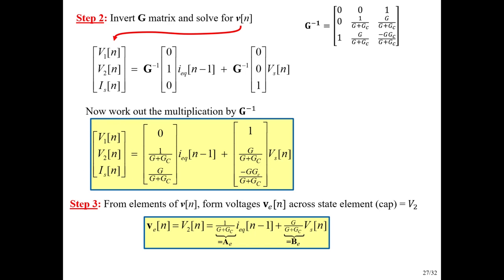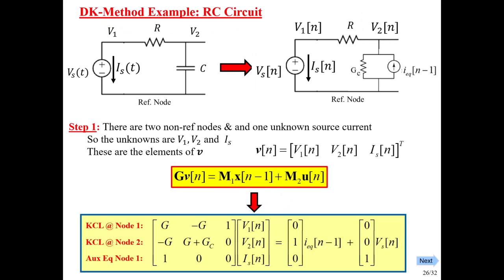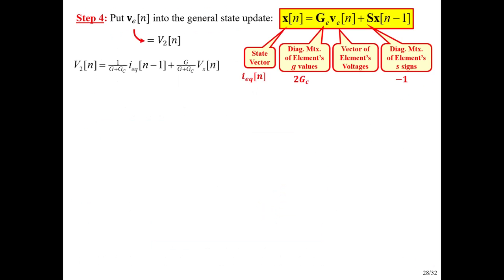Now I need to form the elements of VE. Those are the voltages across all my caps and coils. I've just got a cap, so the only thing I need is the voltage across the cap. Let's go back and look. Voltage across the cap here is V2. So V2 is what I need.